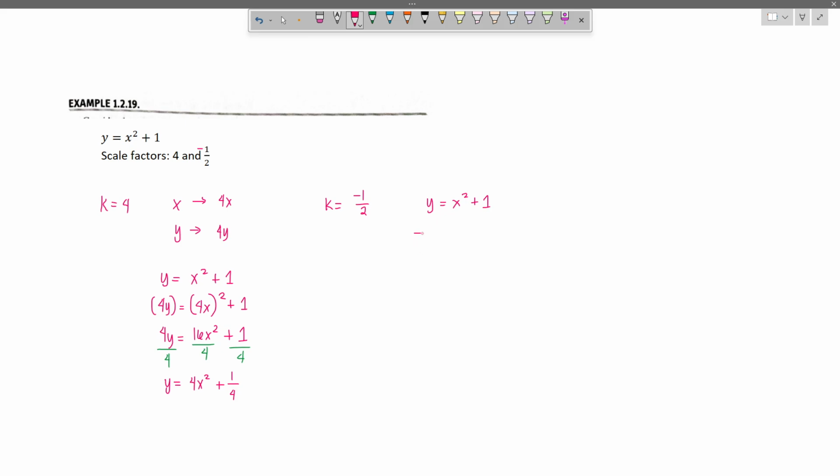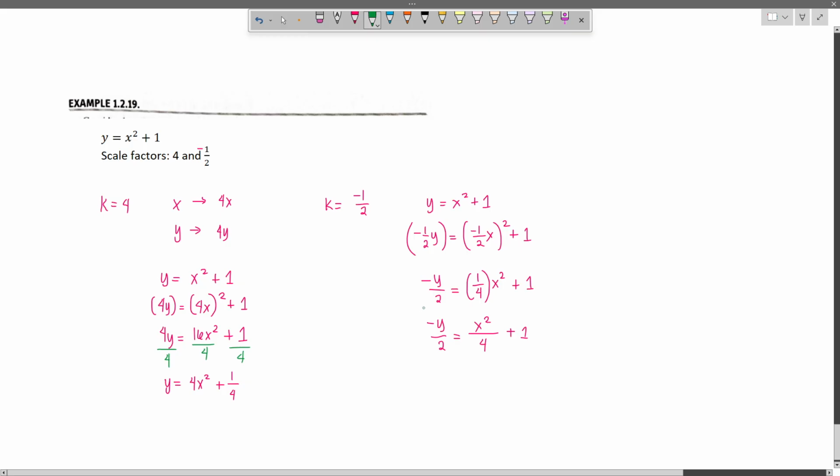This will become negative 1 half y equals negative 1 half x squared plus 1. Simplify, this is just negative y over 2. If we square negative 1 half, that's just positive 1 fourth. And then we have x squared plus 1. So to get rid of, let's just rewrite everything. So I want to remove this parenthesis. So 1 times x squared is x squared over 4 plus 1.